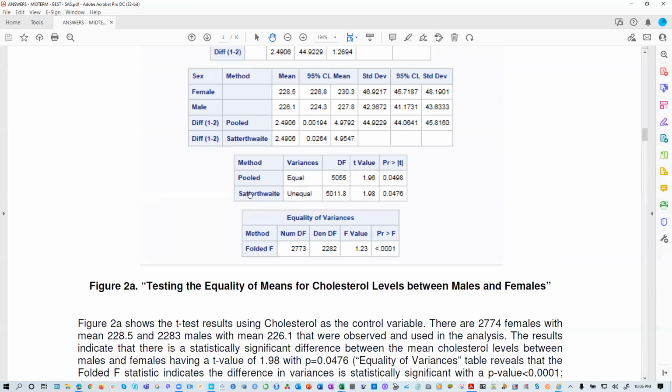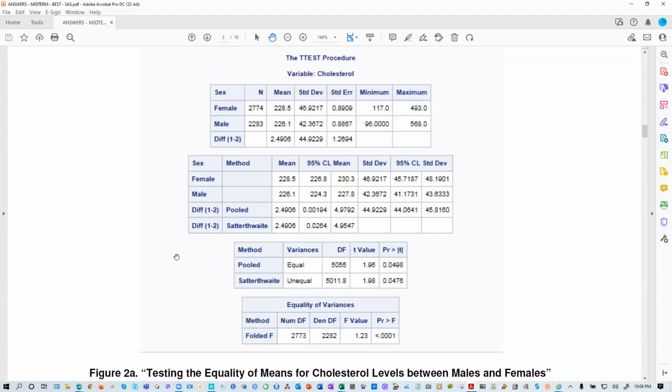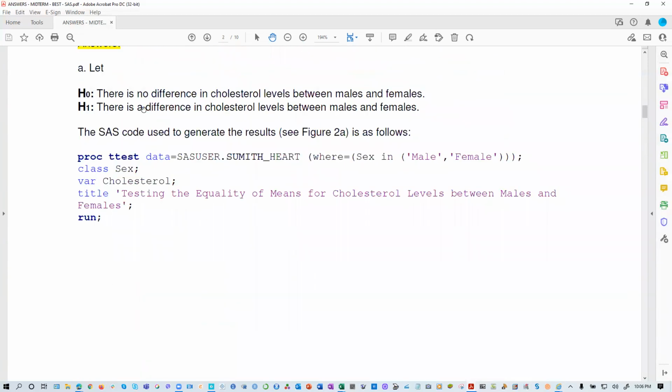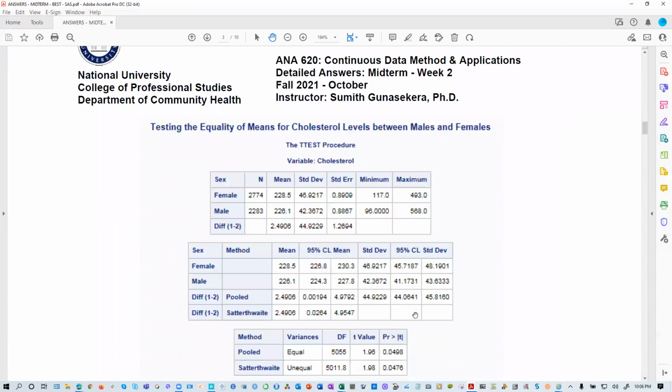Because of that, without any hesitation, you can take the Satterthwaite p-value and then make the conclusion about male and female. As I said earlier, it is almost 0.05. You can compare with the whole value rather than round it. 0.05 means 0.0500, being compared with 0.0476. So this is still smaller. That means you're going to reject H naught and infer that there's a difference in cholesterol level between males and females. You can come to that conclusion. So when you come to almost 0.05, you can still include it.